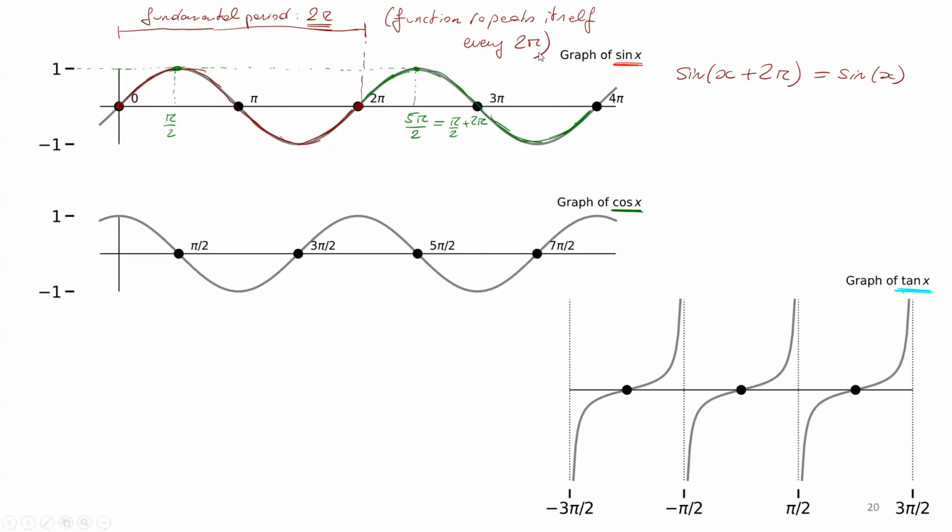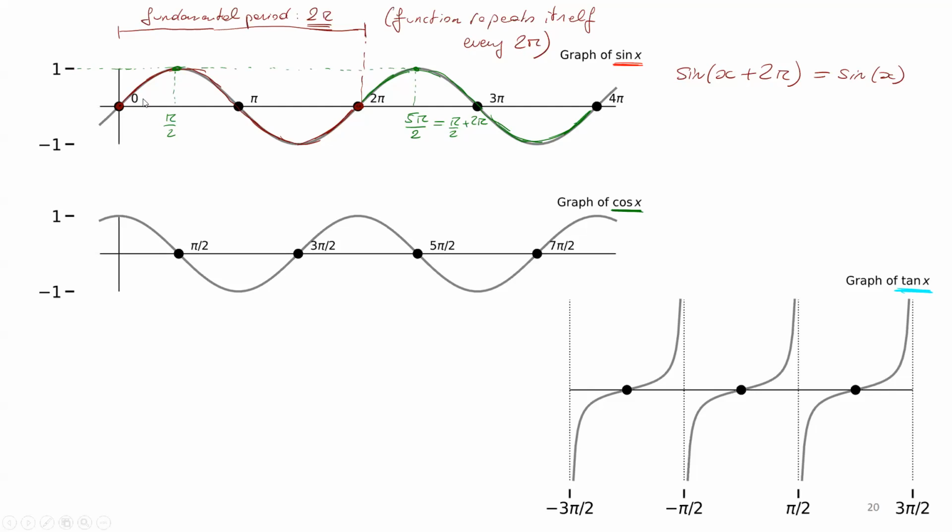And why is it called the fundamental period? It's the smallest such value. So you can say, well, sine x repeats itself every 2 pi, but it also repeats itself every 4 pi. So 4 pi is a period, but it's not a fundamental period because a fundamental period is the smallest period.